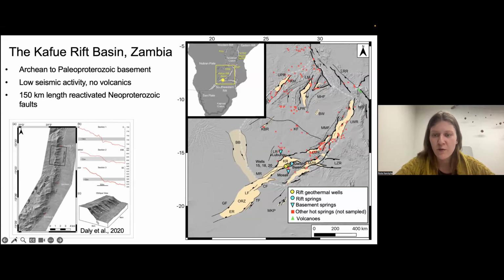There are some right within the Kafue basin and on the fault zone. The samples are either geothermal wells, because there is a geothermal project going on there, or natural hot springs. We also have two control samples further away from the rift zone, one around 100 kilometers south and one to the north, called Lubungu and Mosali springs. They are what I refer to as basement springs, and these other samples are within the Kafue basin itself.